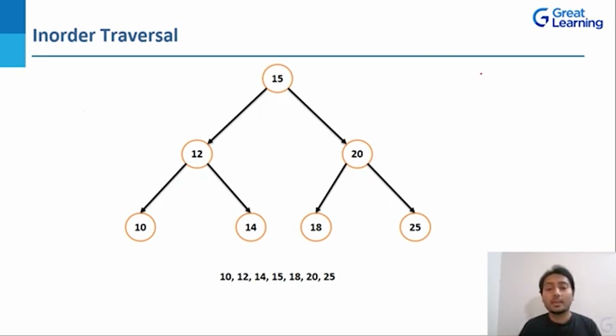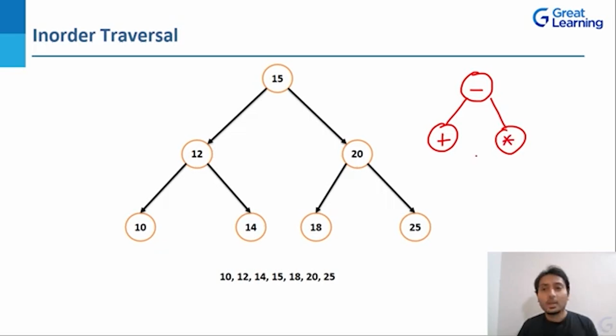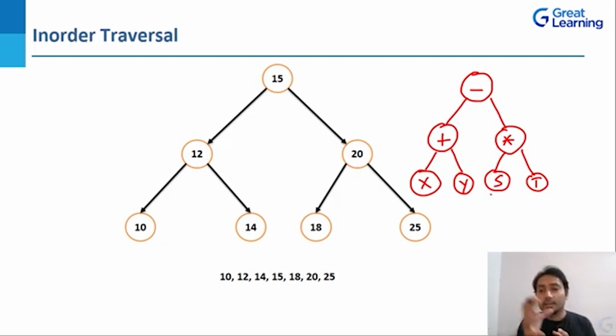So like this, let me take one more example. I'll draw a small tree here. Let me write minus here, and let me draw two children. Let me say plus and then multiplication. And then these two nodes have children x, y, and this has S and T. Just assume this. Now, if you apply in order traversal on this particular expression tree, what is the output you get?